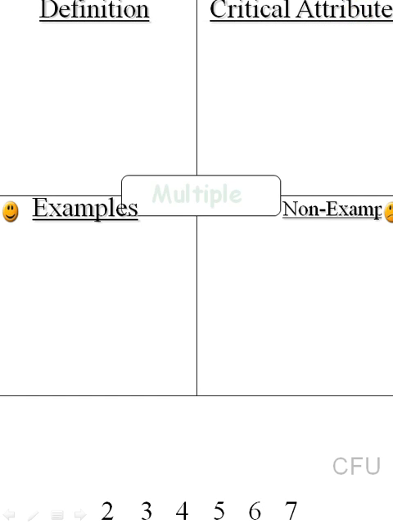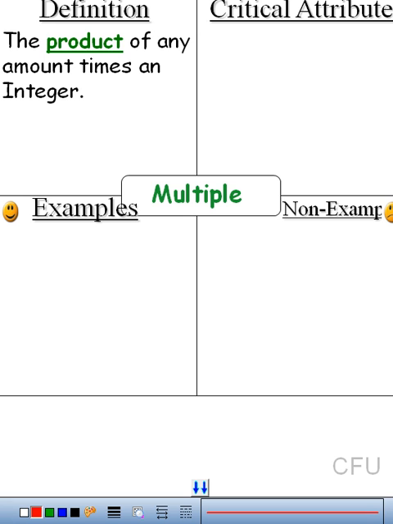I want to clarify what multiples are. Multiple. Everybody look up, please. It says the product of any amount times an integer. On your Cornell notes, it says whole number. I want you to write comma, integer. Okay. Now let me show you some examples. Here it goes.